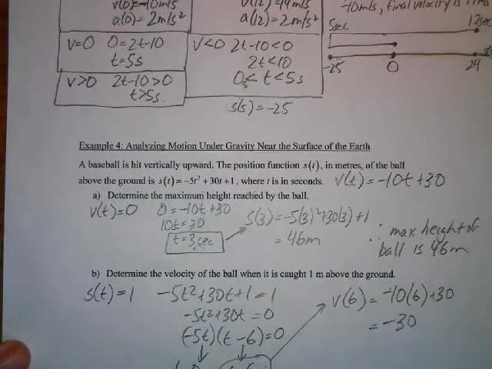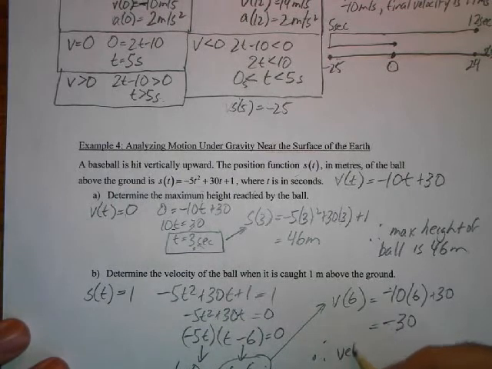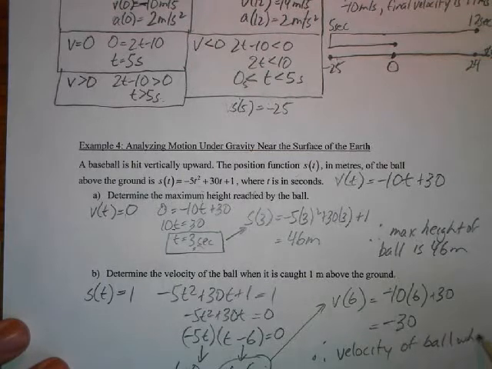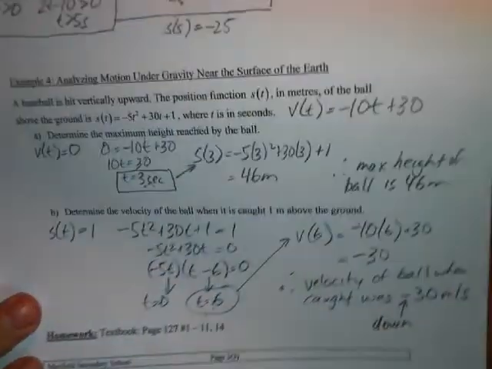Okay, so what does that mean? Well, this is a speed. No, sorry, it's a velocity. Velocity with a negative value, so that means the ball was coming down. So the velocity of the ball when caught was negative 30 meters per second. And if you wanted to, you could say that it was going down at 30 meters per second. Sorry, squeeze that in there.